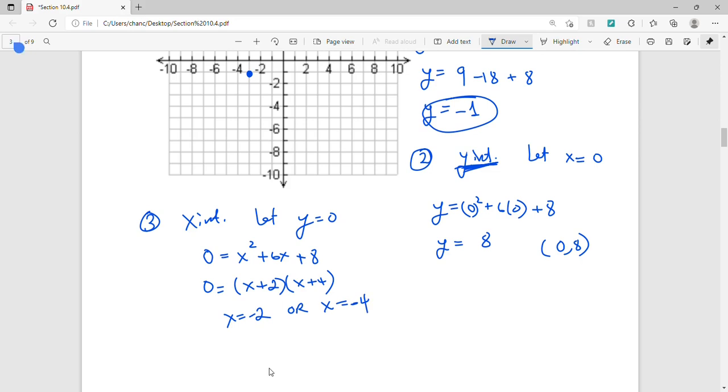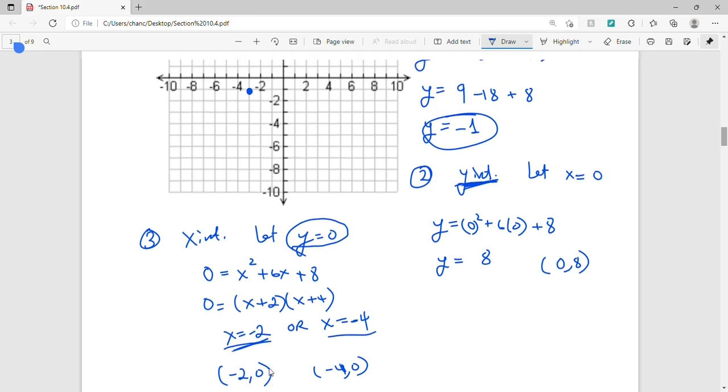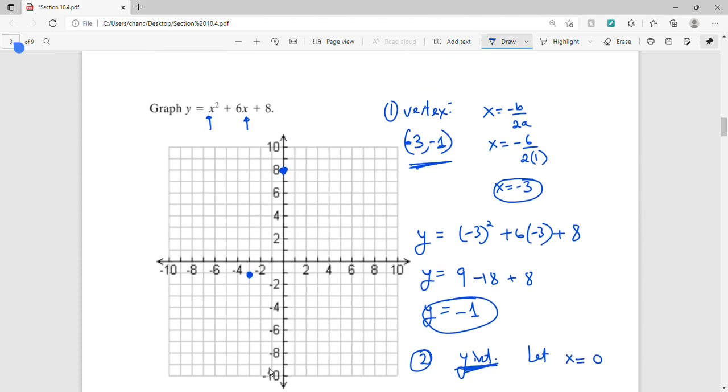And that means we have two x-intercepts. The point negative 2 comma 0, that's one. And the other one is negative 4 comma 0. Again, y was equal to 0 and we had found two x-intercepts. So we'll graph that on the graph now. Negative 2 comma 0 and negative 4 comma 0. This is negative 2 comma 0. And this is negative 4 comma 0.